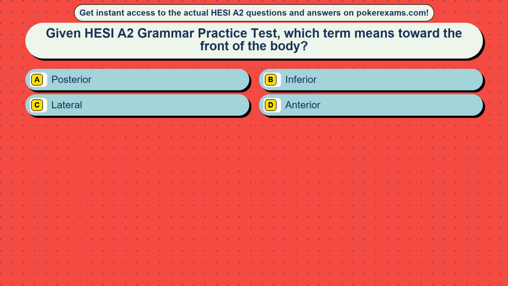Question 38. Given HESI A2 grammar practice test, which term means toward the front of the body? Option A, posterior. Option B, inferior.